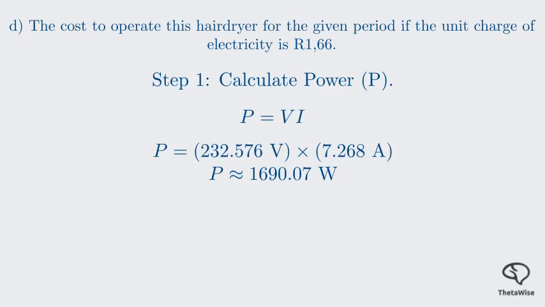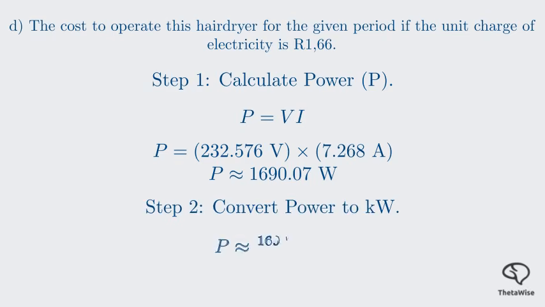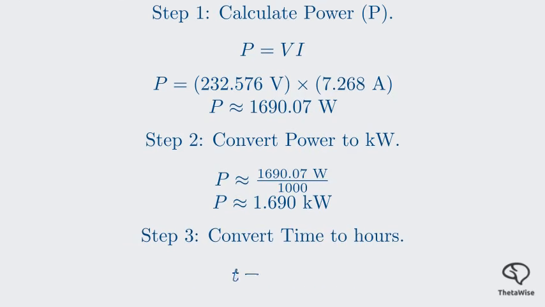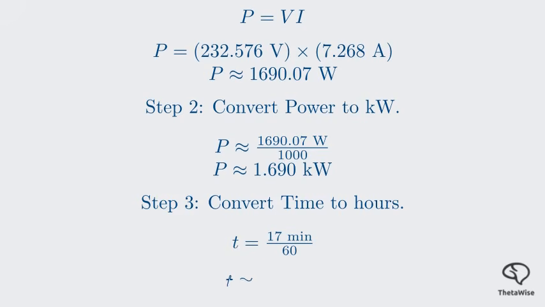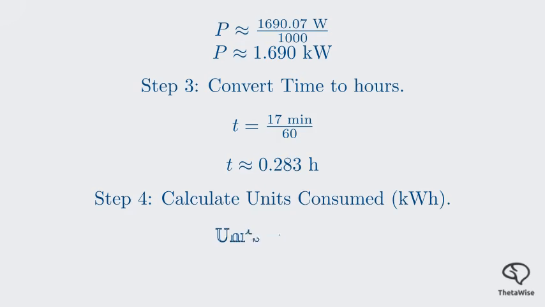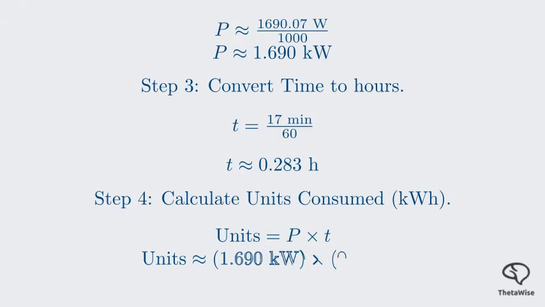Now we convert this power to kilowatts. A kilowatt is 1000 watts, so we divide by 1000. This gives us approximately 1.69 kilowatts. Next, we need the time in hours. The hairdryer was on for 17 minutes. To convert minutes to hours, we divide by 60, so the time of usage is approximately 0.283 hours. We now have power in kilowatts and time in hours, so we can calculate the units of electricity consumed, which is the kilowatt hours. Units consumed equals power times time. 1.69 kilowatts times 0.283 hours is approximately 0.478 units.